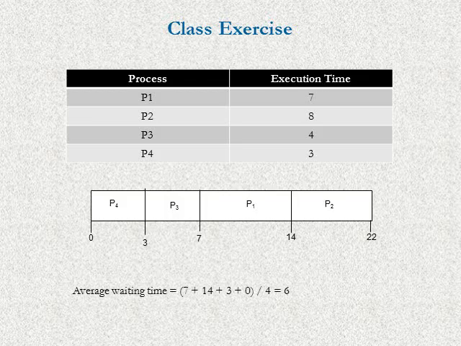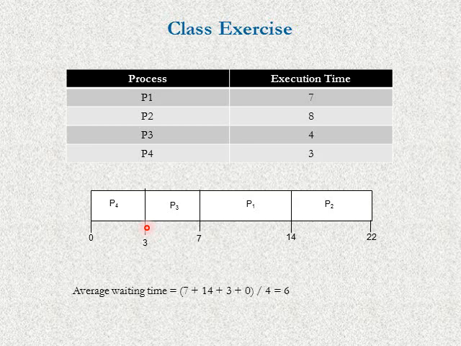Over here we have the Gantt chart for this exercise. As you can see, in this particular scenario P4 has the least burst time requirement, so it will go into the processor first. As it is a non-preemptive algorithm, it will only come out once it has completed its execution.